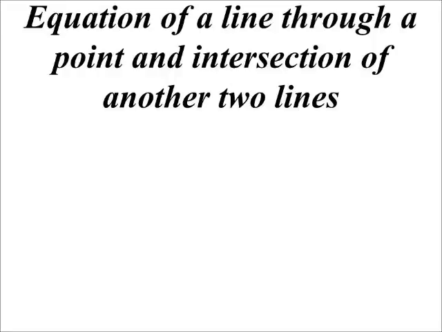Going to look at a specific question. That is, if we want to find the equation of a line, we know it goes through a point and the intersection of another two lines. Now, one way we could do it is to solve the two lines simultaneously. That would then give us another point. We have 2 points to do it that way. But there is a quicker way.